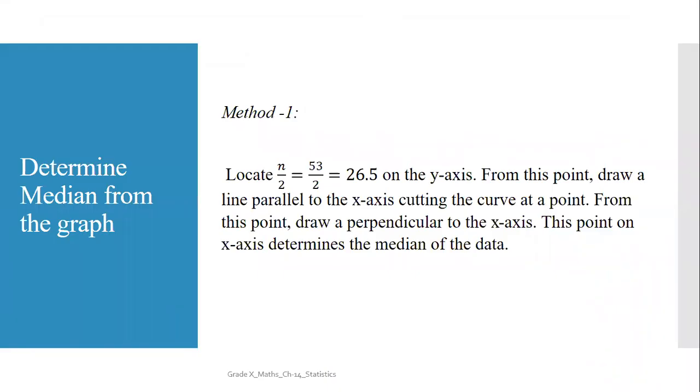Determine median from the graph. There are two methods to find it. First method is to locate n by 2 on the graph. N by 2, here the total was 53. So 53 by 2 will be 26.5 and we have to locate this point on the y-axis. X-axis is the limit, upper limit or lower limit, and y-axis gives you the cumulative frequency. So on the cumulative frequency, you have to locate 26.5.